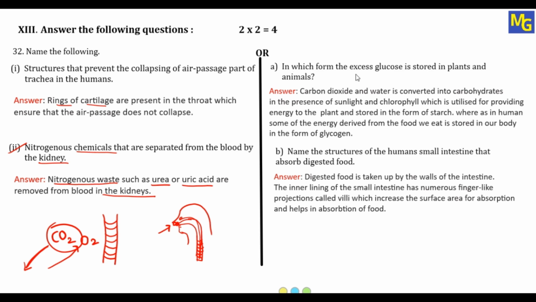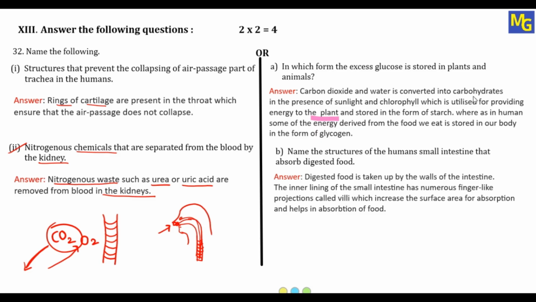In which form is the excess glucose stored in plants and animals? So in plants and animals, in which form is glucose stored in excess, that we have to tell. Answer: carbon dioxide and water is converted into carbohydrates in the presence of sunlight and chlorophyll. This is called photosynthesis. So in a plant, with the help of carbon dioxide and water, sunlight and chlorophyll, carbohydrates are produced, which are utilized for providing energy to the plant.